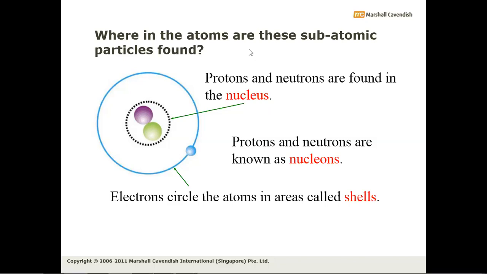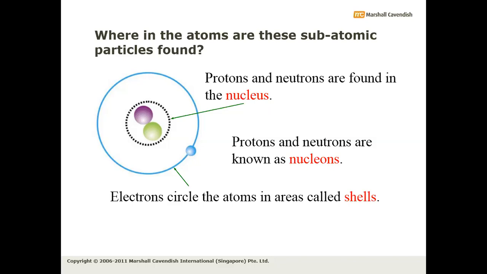Principal quantum number is the new name of the shells, and in shells or orbits, electrons are revolving around the nucleus. And we know that the mass of the electron is negligible. The mass of the electron is negligible compared to the mass of proton and neutron.